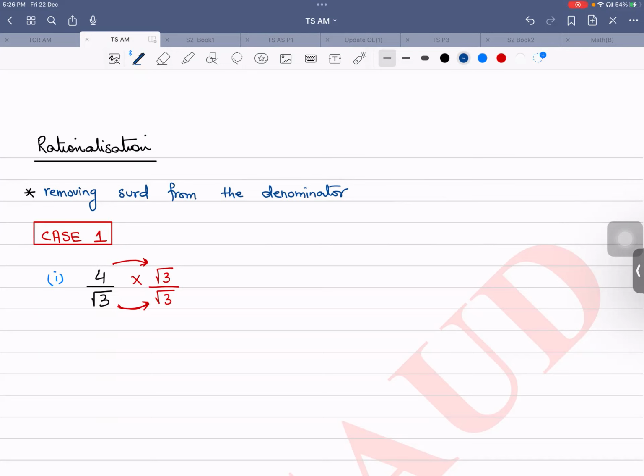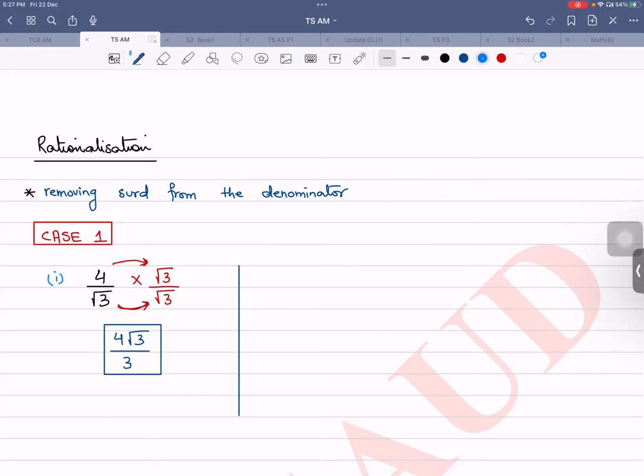So what am I going to get? 4 multiplied by square root 3 is 4 square root 3. What is square root 3 multiplied by square root 3? 3. This is my answer. I have removed the surd from the denominator. So this is going to be my answer.